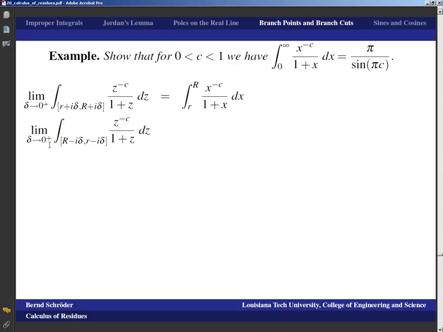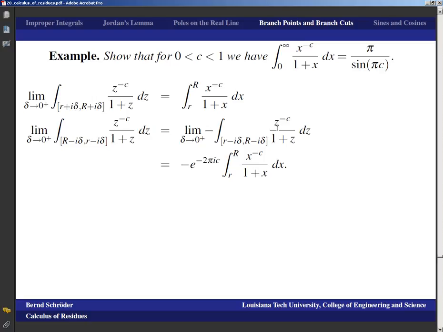That's not a problem. If we let the same delta go to 0 for the integral over the line below the slit, well, then we get that this is the limit as delta goes to 0 of the negative of the integral from lowercase r minus i delta to uppercase R minus i delta. So I just change the order in which I go through that.